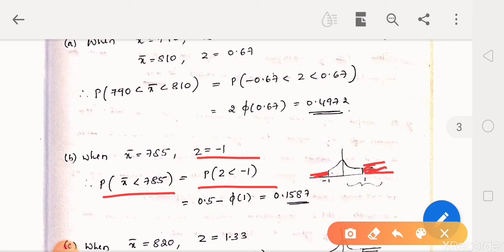To get the region after z equal to 1, we will consider the entire area, it is 0.5 minus this area, that is phi of 1. So 0.5 minus phi of 1 gives 0.1587.